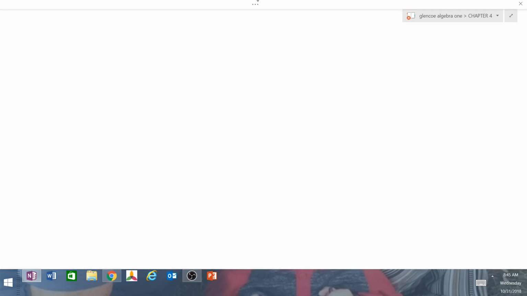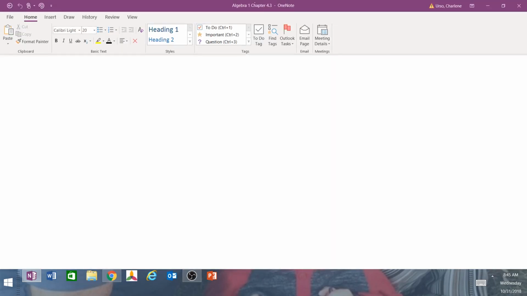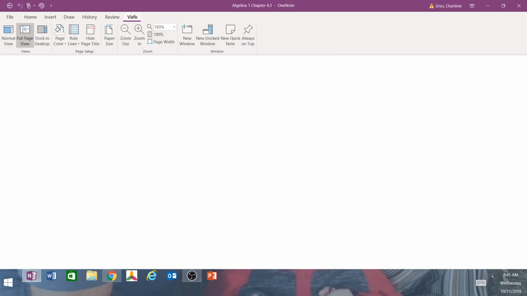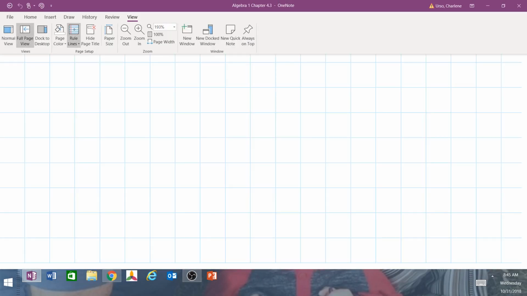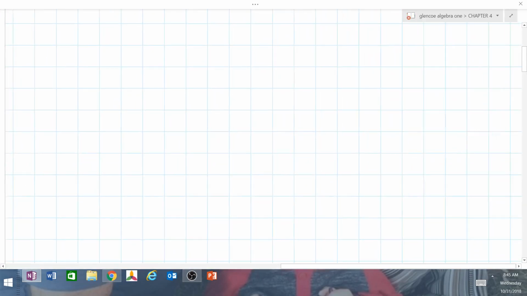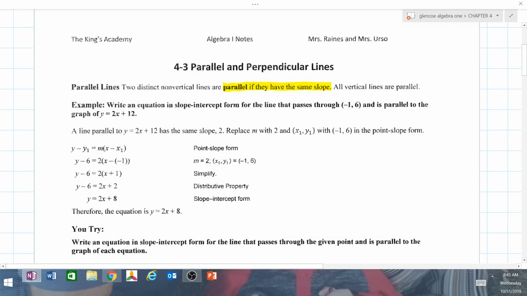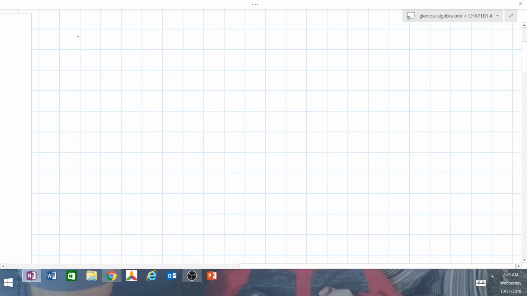This lesson is important. You will be tested on the material. I am teaching the material. However, I am not putting anything from today on the test. So the two things you need to know are parallel lines have the same slope.